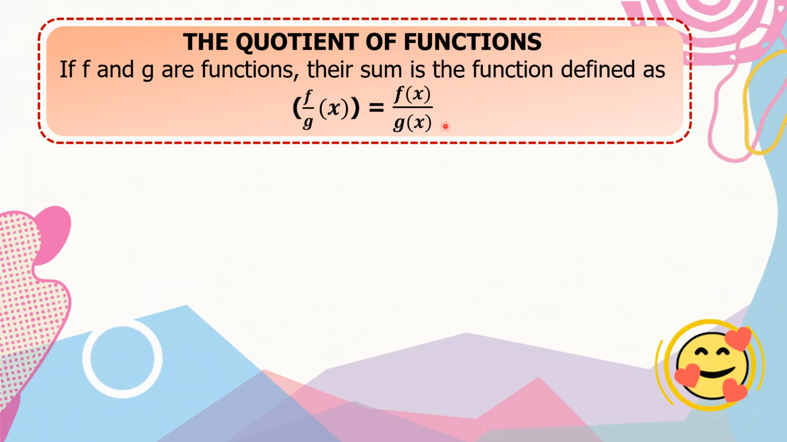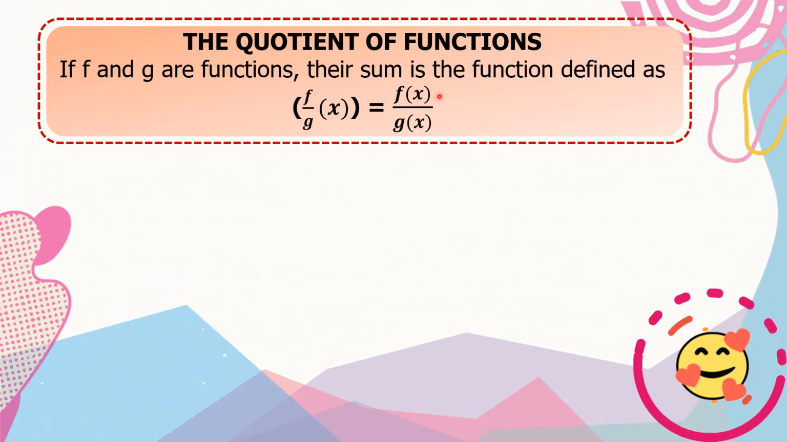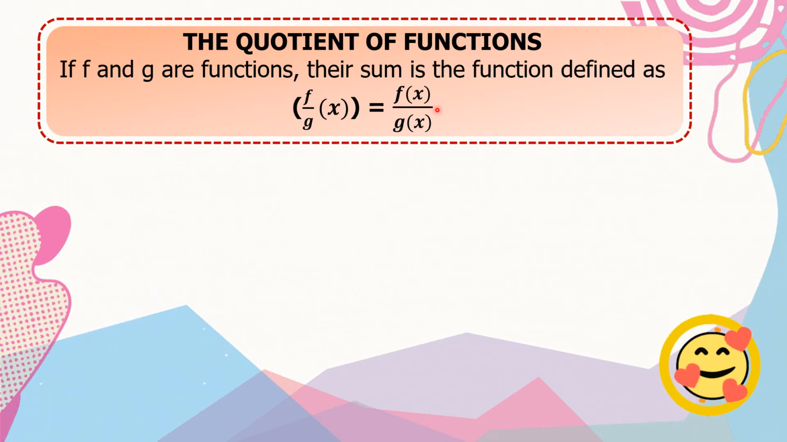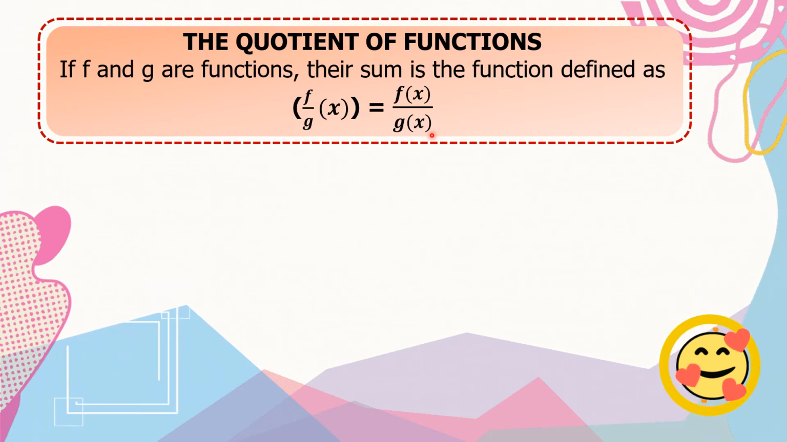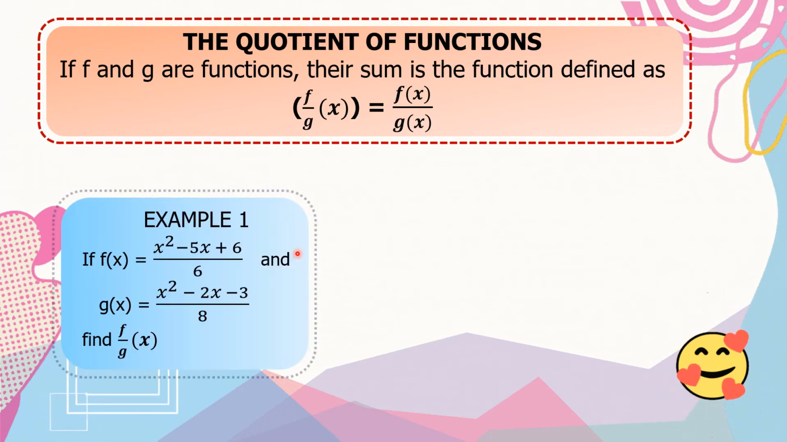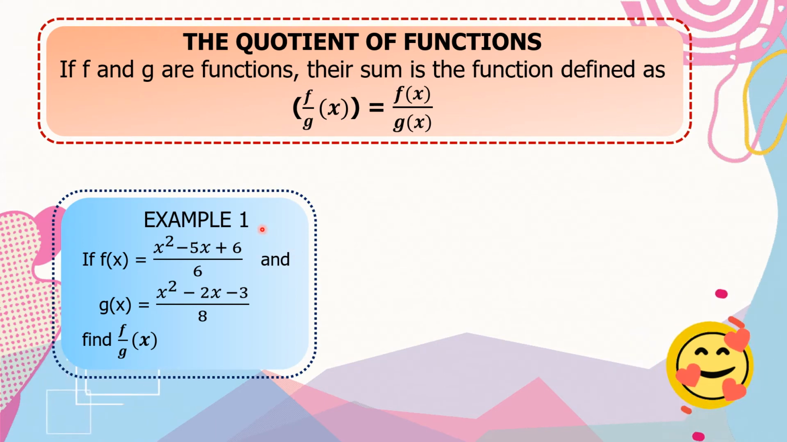Paano ito nakuha? Ito ay sa pamamagitan ng pag-distribute or pag-multiply ng x sa ating f over g. So, f times x is equal to f of x over or divided by g times x is equal to g of x. So, kaya nakuha ang f of x over or divided by g of x. So, let's have example. Example number 1.